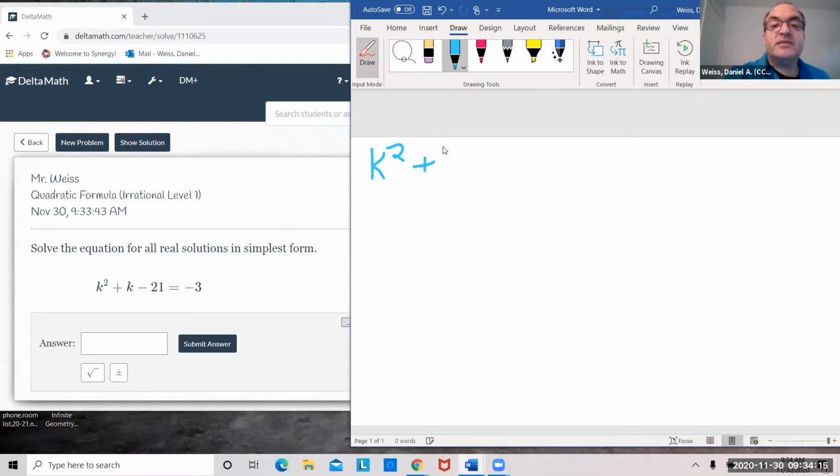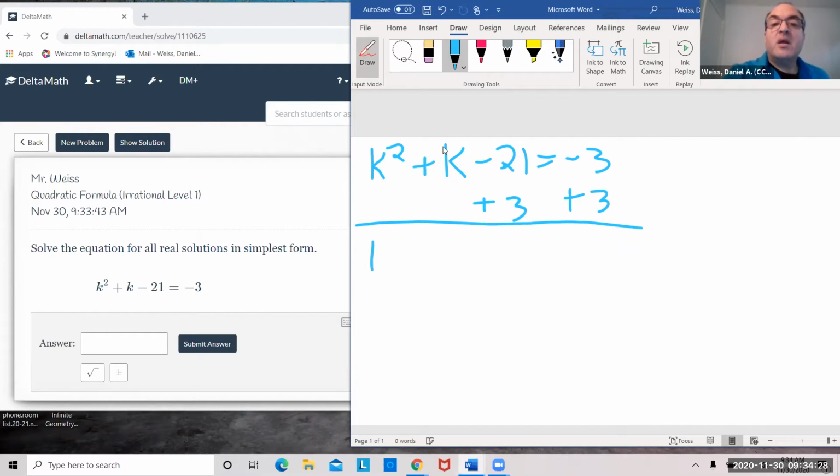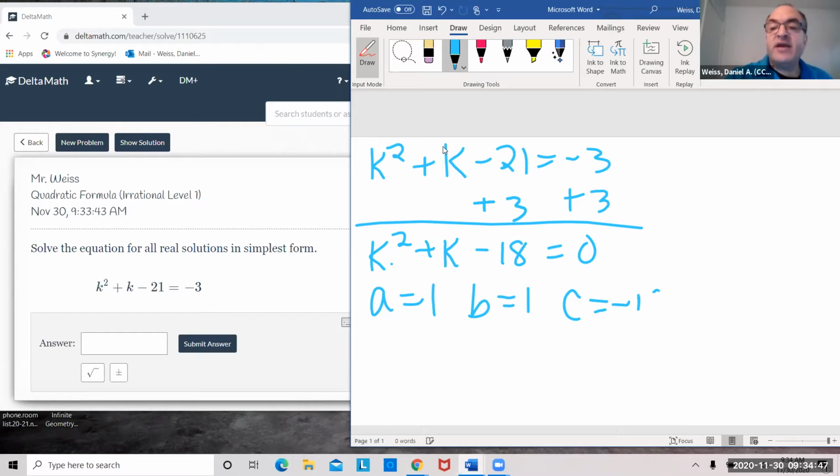K squared plus K minus 21 equals negative 3. I'm going to add 3 to both sides. K squared plus K minus 18 equals 0. Okay. A equals 1, B equals 1, C equals negative 18. All right.